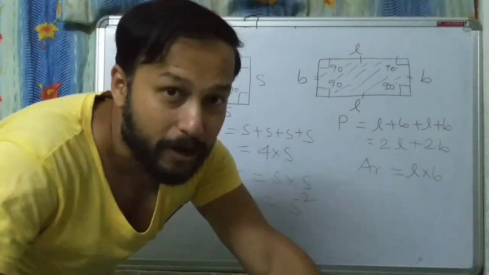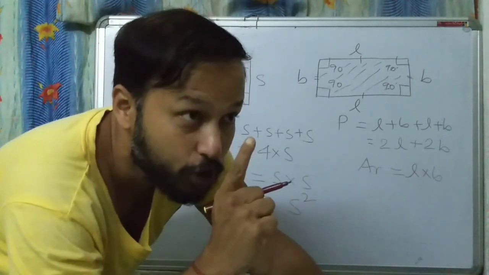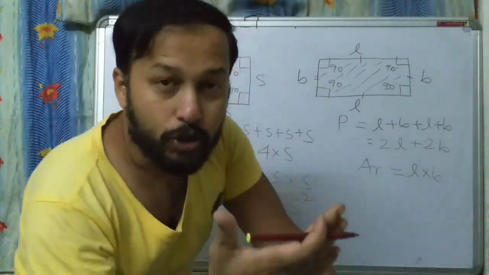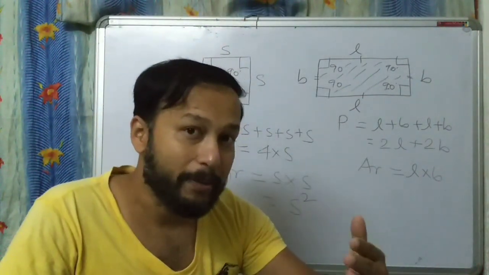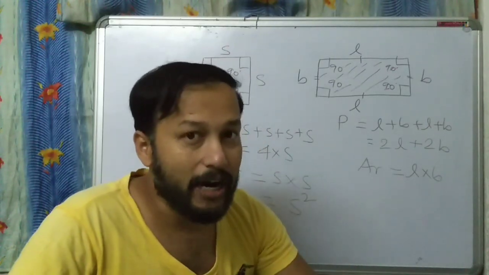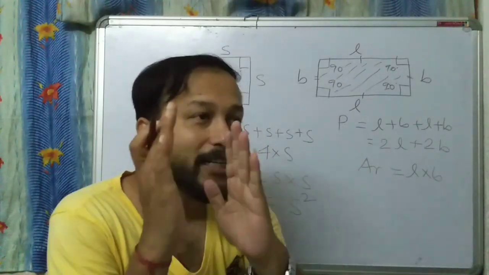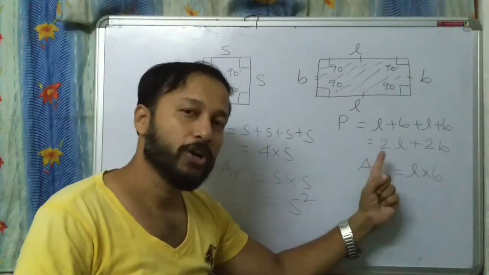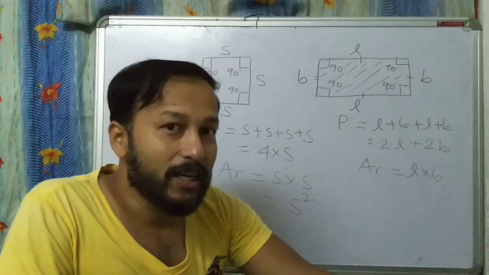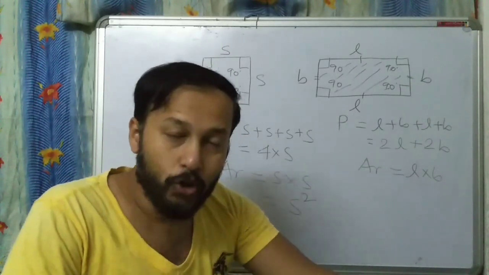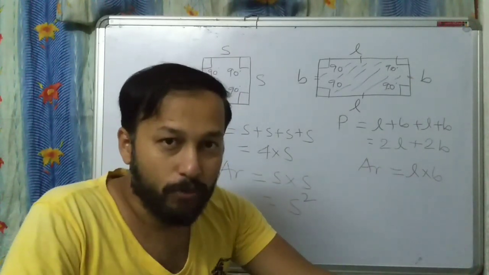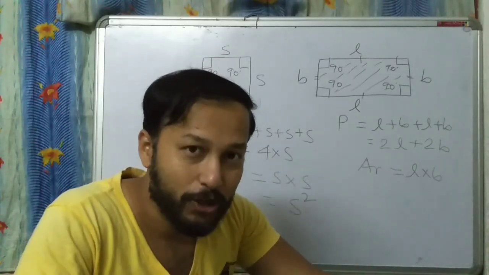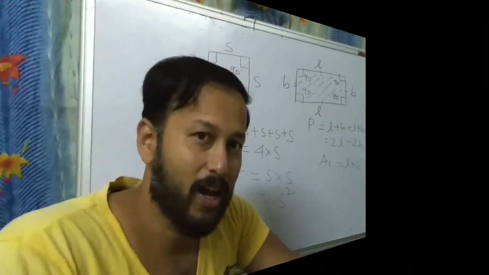Now you have to remember this formula. You have to know this formula to solve the sums related to perimeter and area of rectangle and square. Understood? So you must learn this formula first before solving the numericals. So these are the formulas. So let's start the sums now related to perimeter and area.